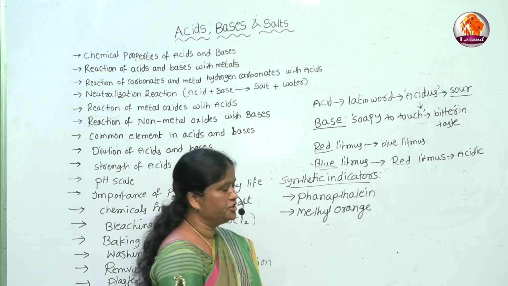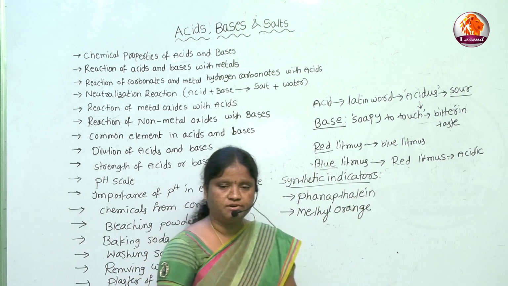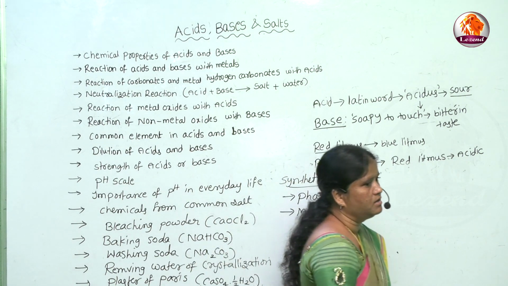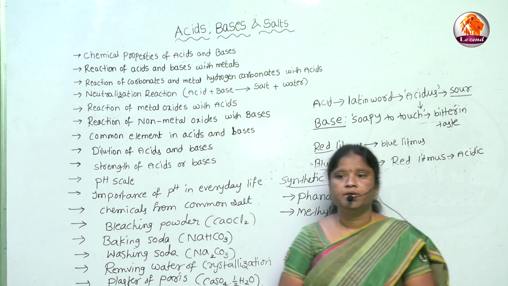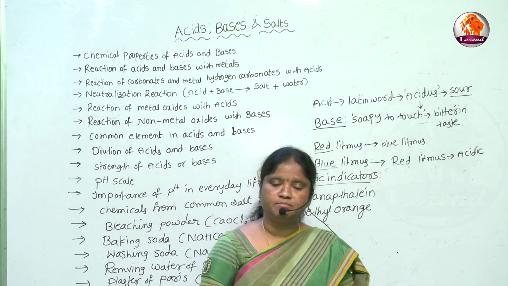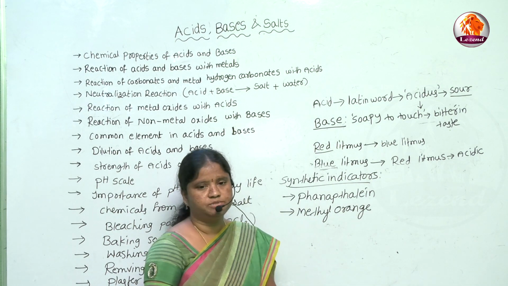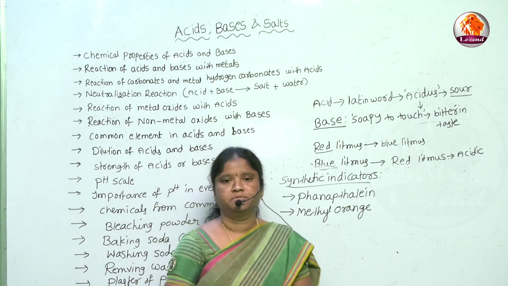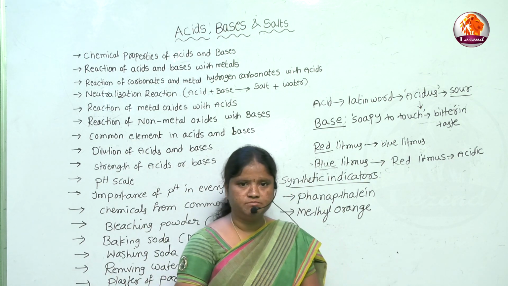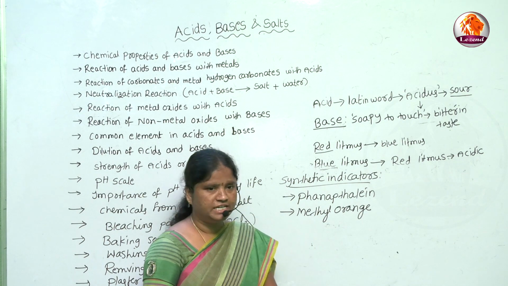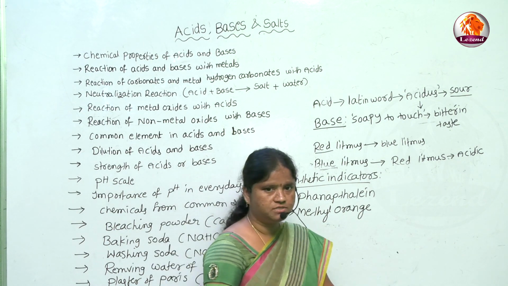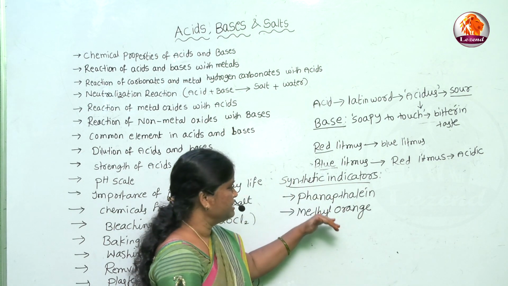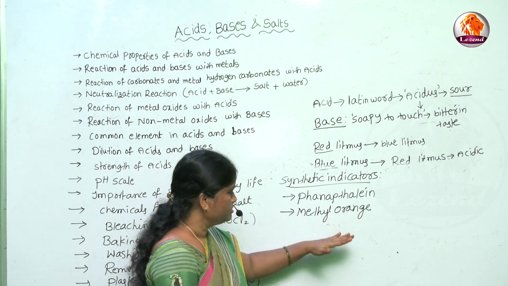Many kinds of natural indicators, like litmus solution, extract of red cabbage juice, turmeric powder, and petals of some kinds of flowers, are also used as acid-base indicators. They contain dye molecules in them, so that's why we use them as acid-base indicators. Along with the natural indicators, we also have synthetic indicators, phenolphthalein and methyl orange.